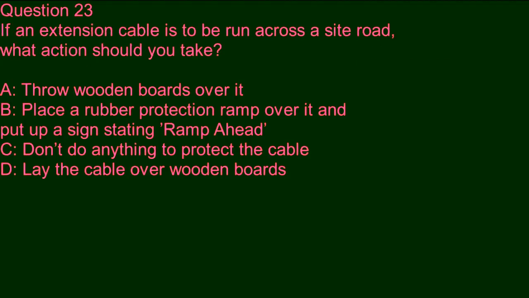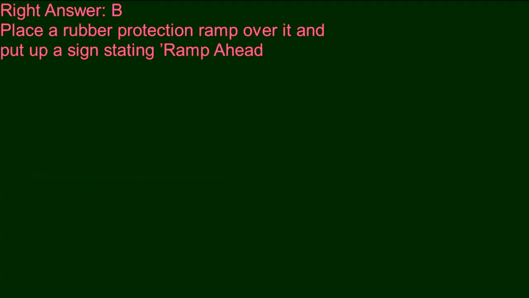Question 23. If an extension cable is to be run across a site road, what action should you take? A. Throw wooden boards over it. B. Place a rubber protection ramp over it and put up a sign stating, "Ramp ahead." C. Don't do anything to protect the cable. D. Lay the cable over wooden boards. Right answer, B. Place a rubber protection ramp over it and put up a sign stating, "Ramp ahead."